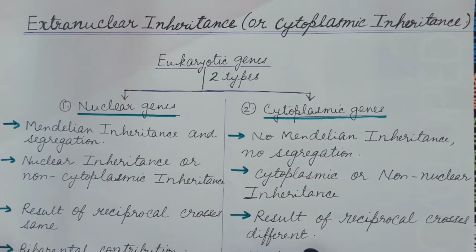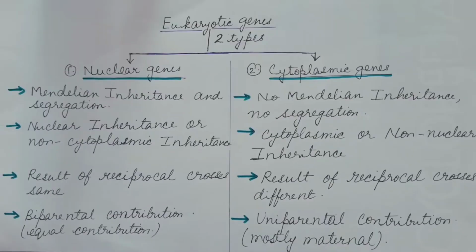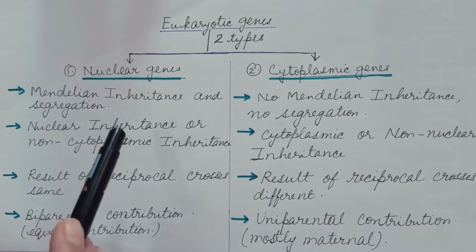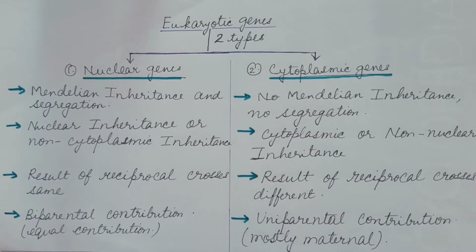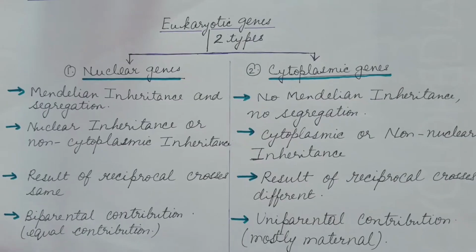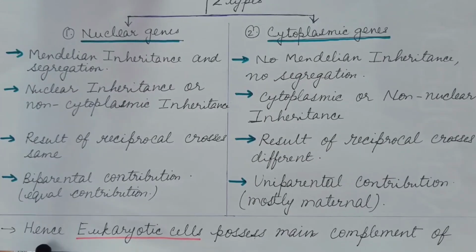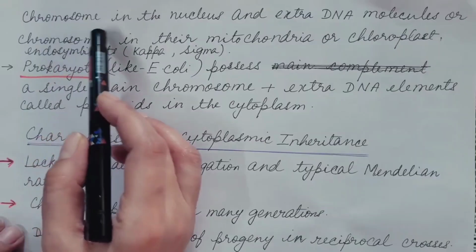But in the case of cytoplasmic genes, the results of reciprocal crosses are different, on the basis of which we can tell that nuclear genes show biparental contribution, and both the parents contribute equally to any trait or character. But cytoplasmic genes show uniparental contribution, either paternal or maternal. These are mostly maternal.